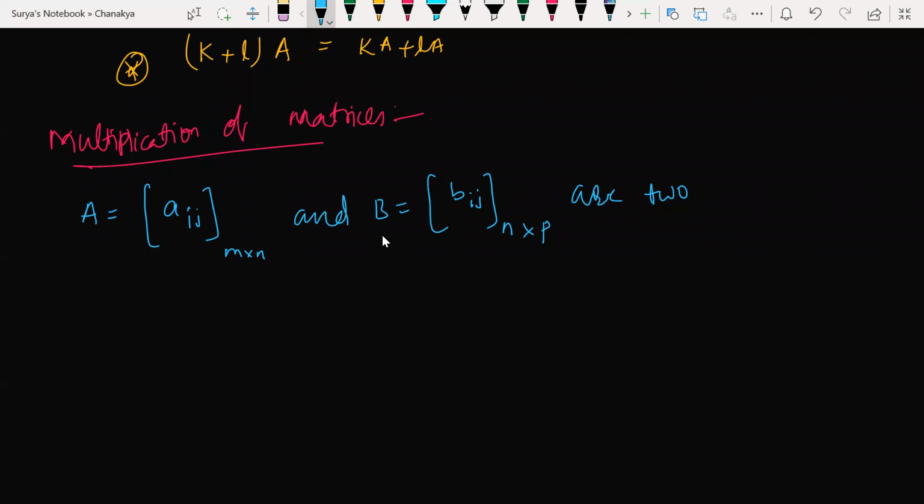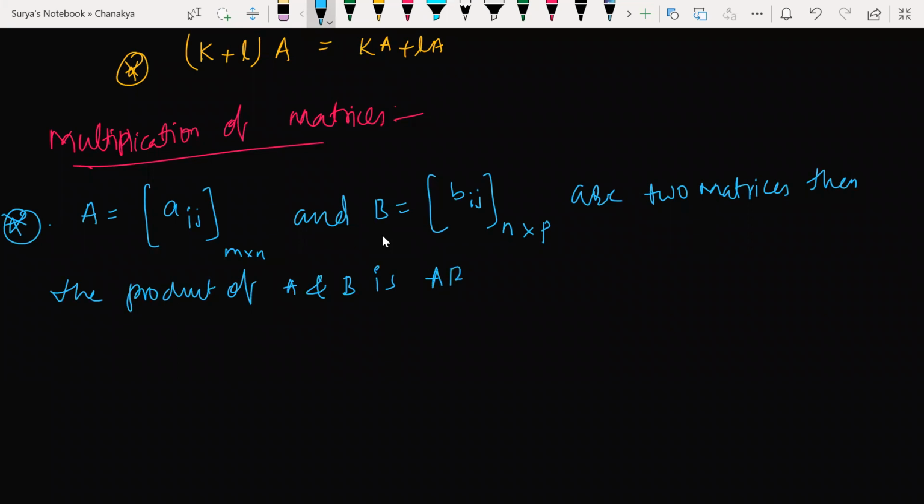Two matrices can have different orders or the same order. Then the product of A and B is AB. If I take one matrix called A and another matrix called B, what should be the order of AB here? M by p.